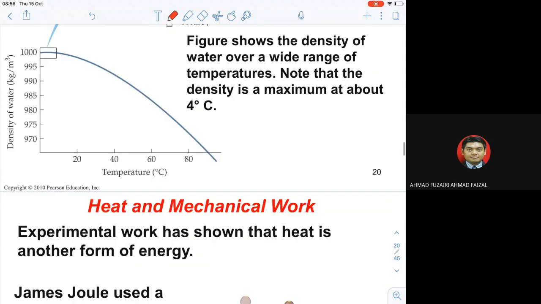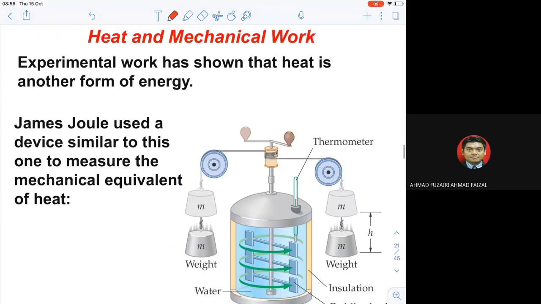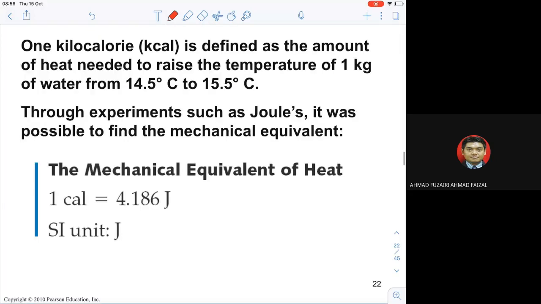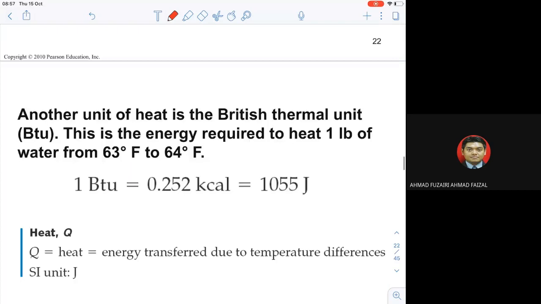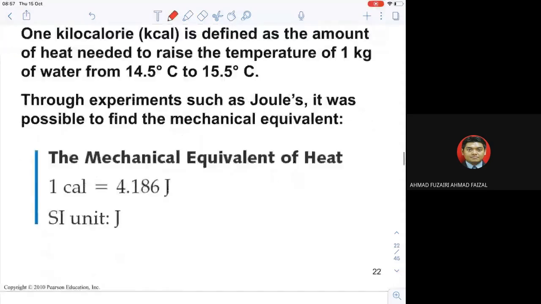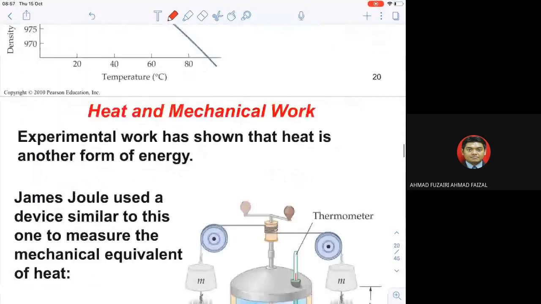Okay, so this is some heat and mechanical work to use Joule. And okay, I think we'll stop for a two minutes break before we continue with the heat and mechanical works. Okay, thank you.